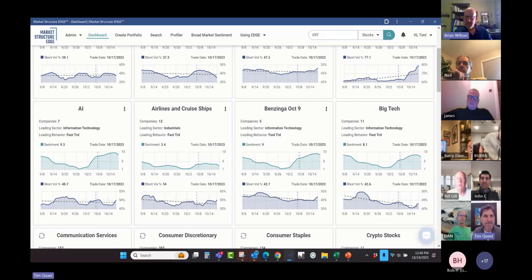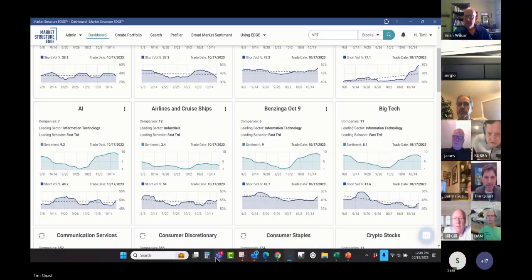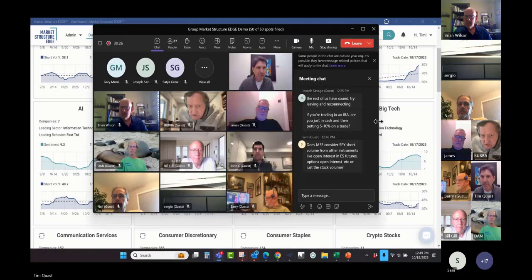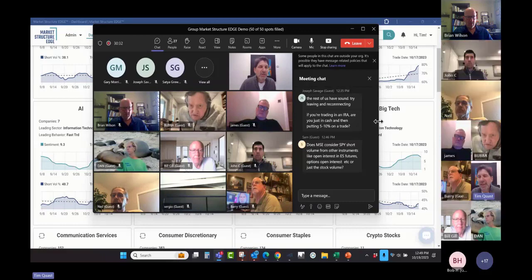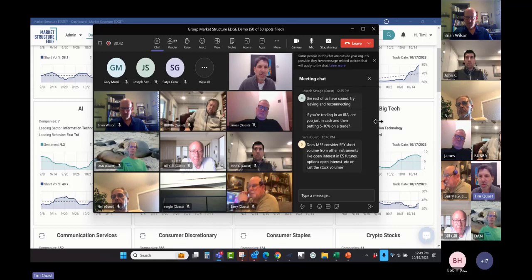Tim, quick question from Sam there in the chat. So Sam, to answer the question, in case you can't see it, Sam's saying, does Edge consider SPY short volume from other instruments like open interest in futures, options, etc., or just the stock volume? Well, what we're seeing in SPY is that stock's volume.